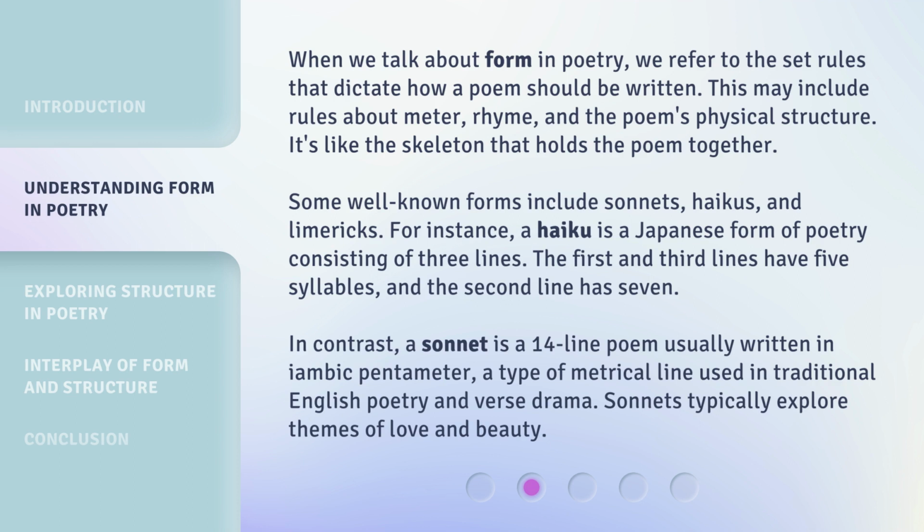For instance, a haiku is a Japanese form of poetry consisting of 3 lines. The first and third lines have 5 syllables, and the second line has 7. In contrast, a sonnet is a 14-line poem usually written in iambic pentameter, a type of metrical line used in traditional English poetry and verse drama. Sonnets typically explore themes of love and beauty.